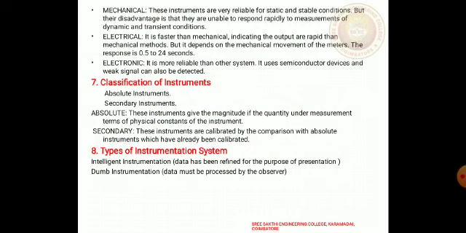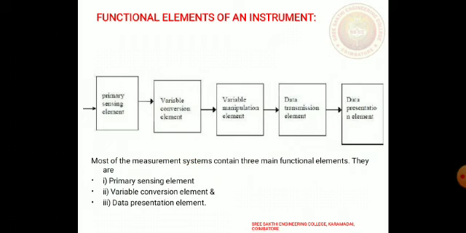Classification of instruments. There are two types of classification: absolute instruments and secondary instruments. Absolute instruments give the magnitude of the quantity under measurement in terms of physical constants of the instrument. Secondary instruments are calibrated by comparison with the absolute instruments. Next we discuss the functional elements of an instrument. Most measurement systems contain three main functional elements: primary sensing element, variable conversion element, and data presentation element.